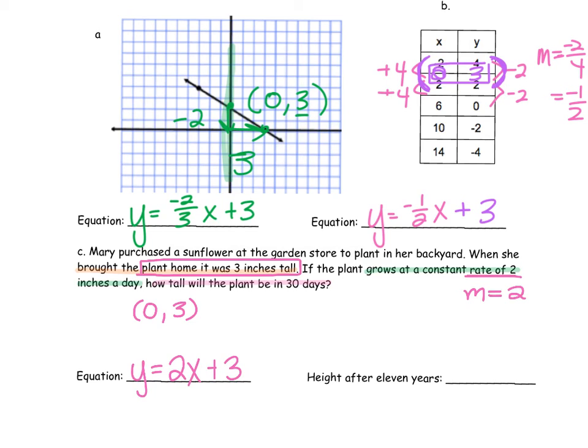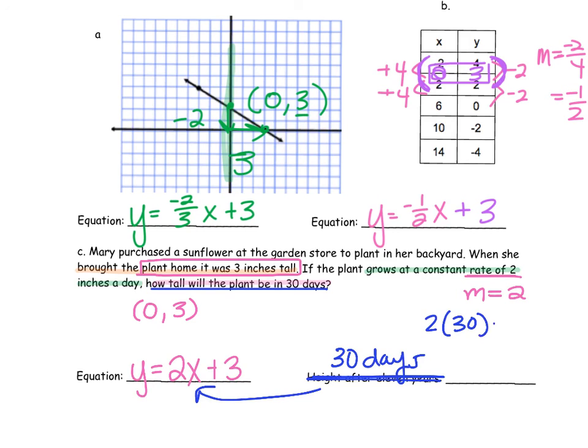But then we have a question. How tall will the plant be in 30 days? So we don't want 11 years. We want 30 days. And so all we're going to do is plug in 30 for x. 2 times 30 plus 3 will give me my height. So 2 times 30 is 60 plus 3, it's 63.